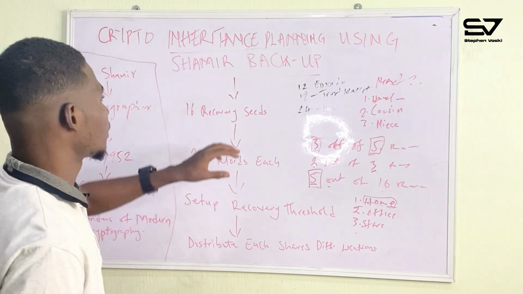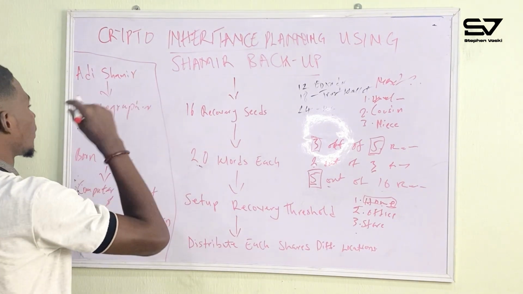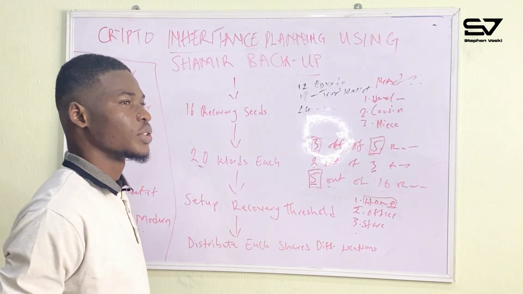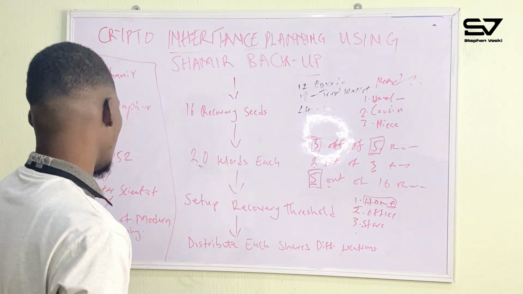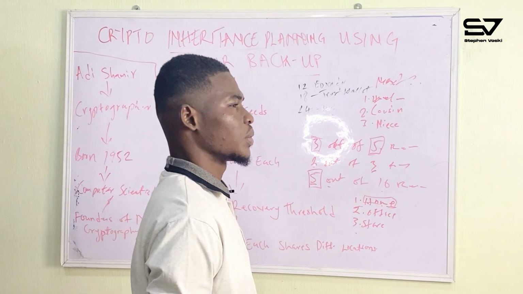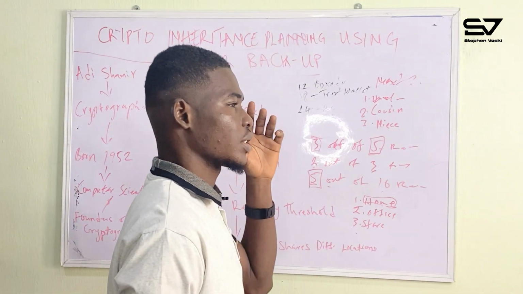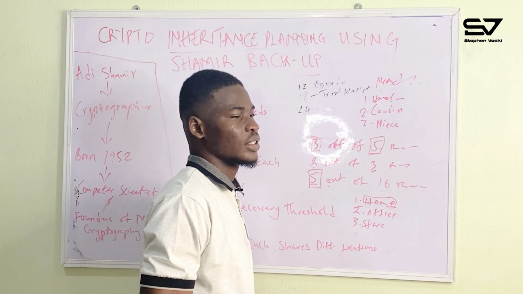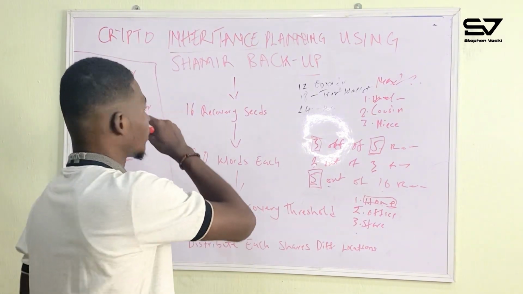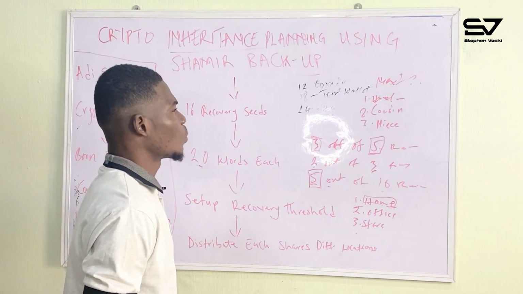Now, this backup was first invented by a computer scientist. His name is Shamir. He's a cryptographer and computer scientist who was born in 1952. He's one of the founding members of cryptography, those who started all this cryptography, encryption, blockchain, all these things, far back in the 1970s. You can search for his name, Adi Shamir. He's an Israeli computer scientist, so you can read more about him.